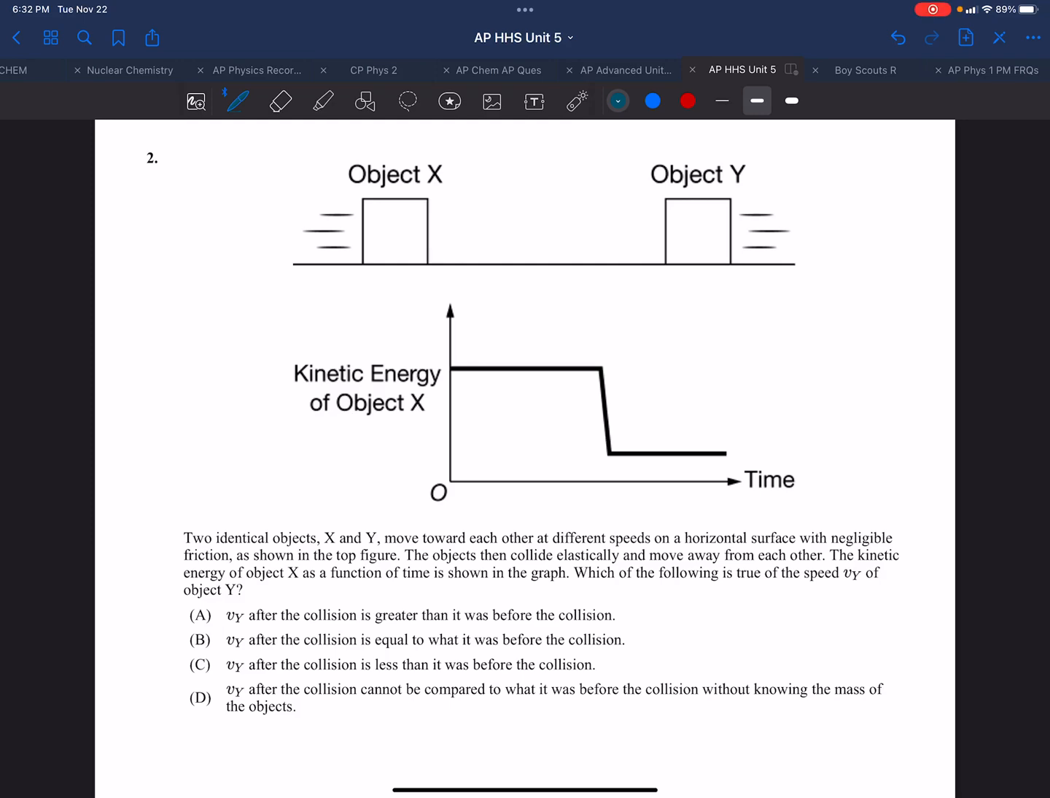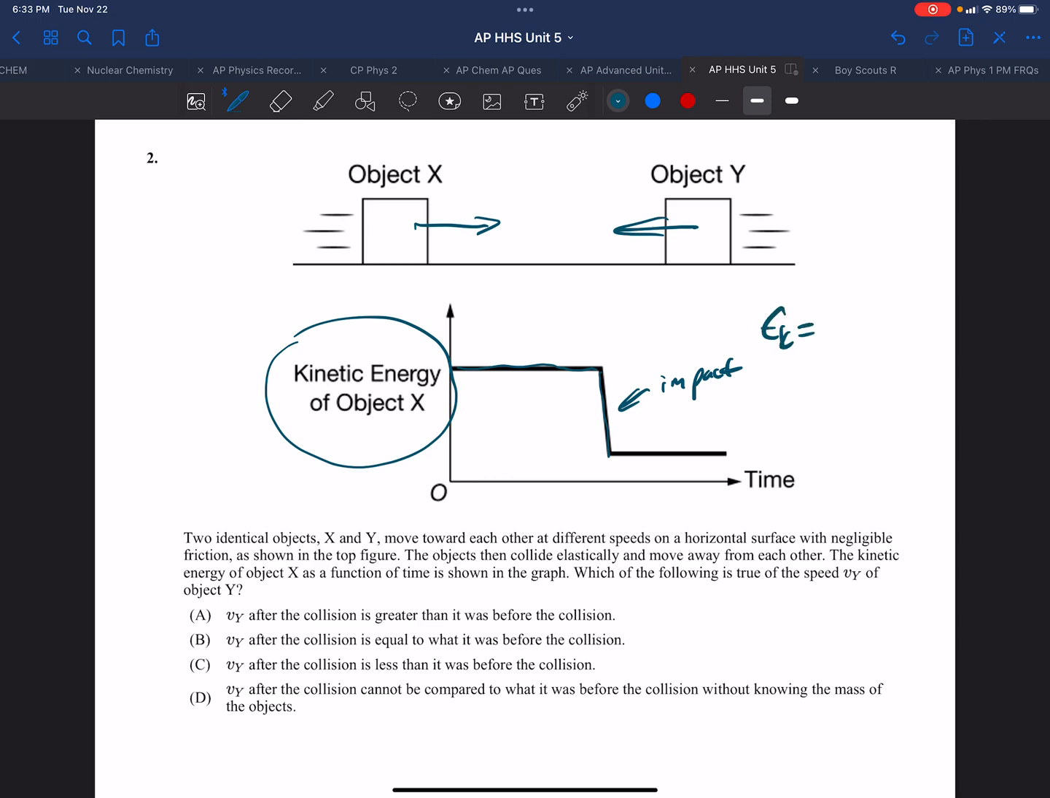So in this one, we see that there are two objects. It appears that they are moving toward each other. And the graph we're looking at is the kinetic energy of object X. So it seems to have quite a bit of kinetic energy, and then it rapidly changes. This must be during impact. And then there's some kinetic energy afterward.